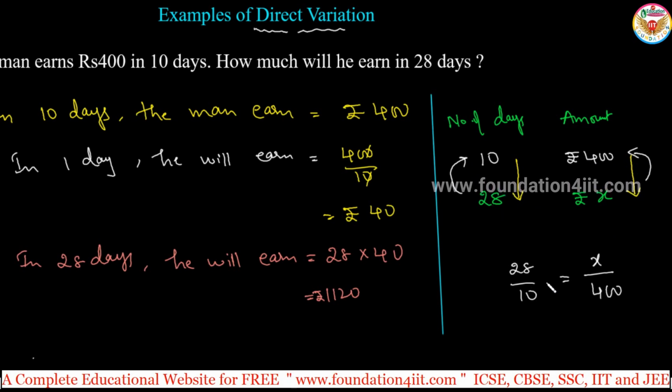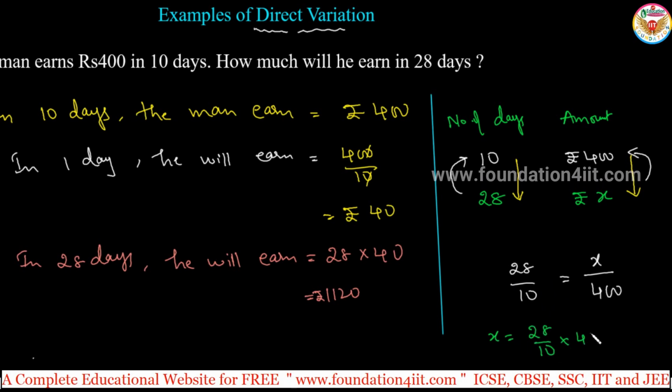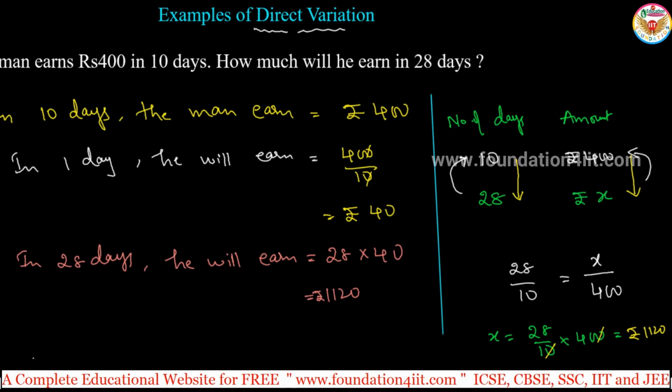So easy, 28 divided by 10. Then if you simplify, x is equal to 28 divided by 10, and 400 is dividing, so take it to the other side, into 400. You simplify and cancel this. 10 0 0, 28 into 40, again rupees 1120. Instead of finding for one day separately, directly you can use this direct method. Let us see one more example.